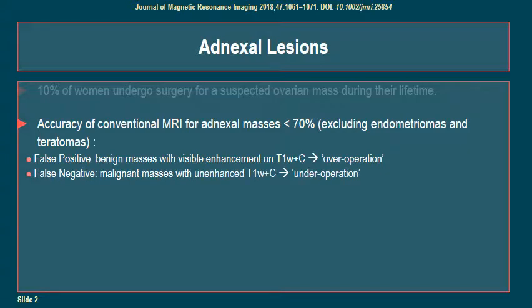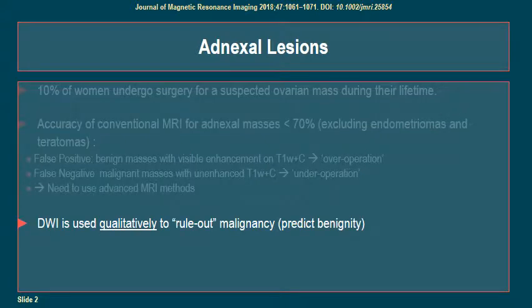False negatives could happen if malignant masses appear with unenhanced intensity on contrast-enhanced T1-weighted images, and this could lead to underoperation, which imposes a risk for malignant masses. So there is a need to use advanced MRI methods to complement the diagnosis provided by conventional MRI.